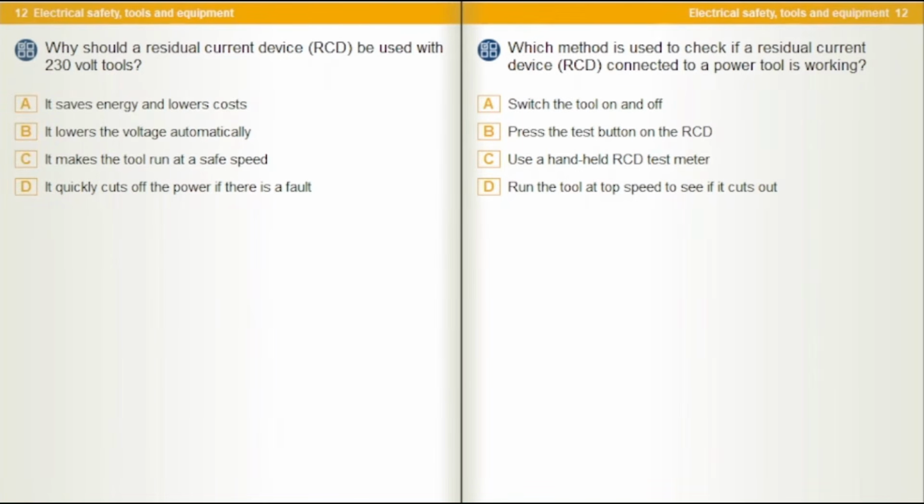Which method is used to check if a residual current device, RCD, connected to a power tool is working? Switch the tool on and off. Press the test button on the RCD. Use a handheld RCD test meter. Run the tool at top speed to see if it cuts out.